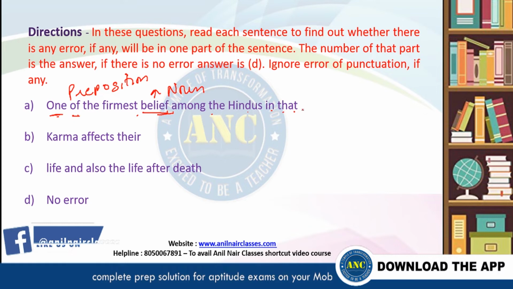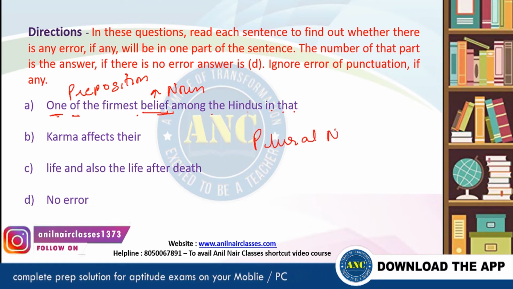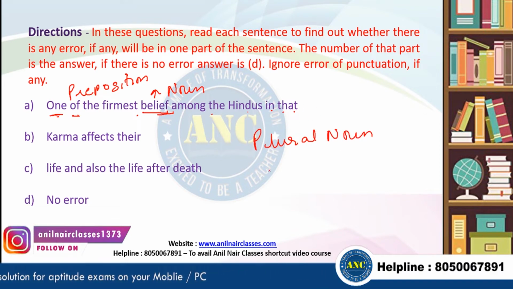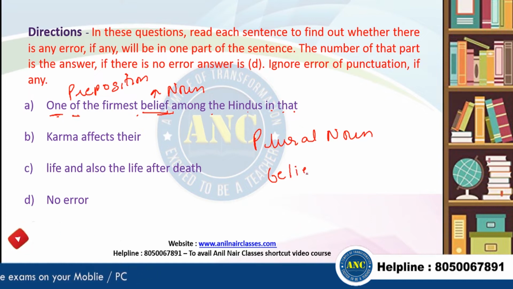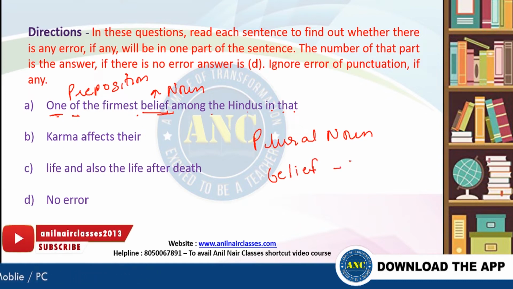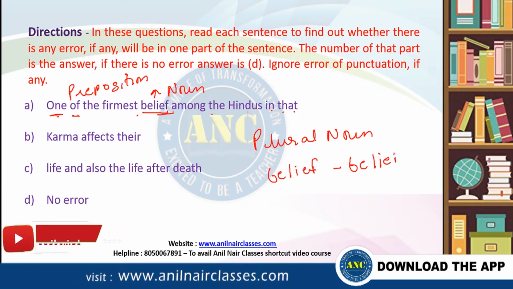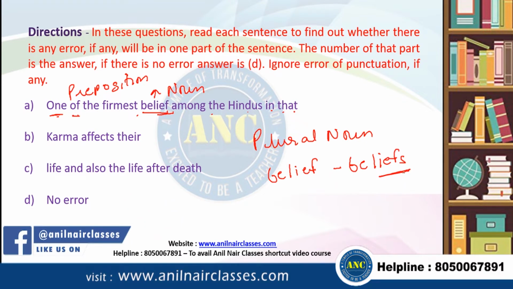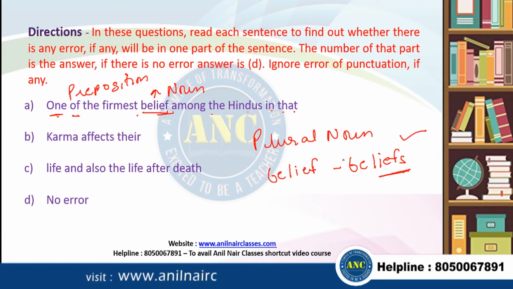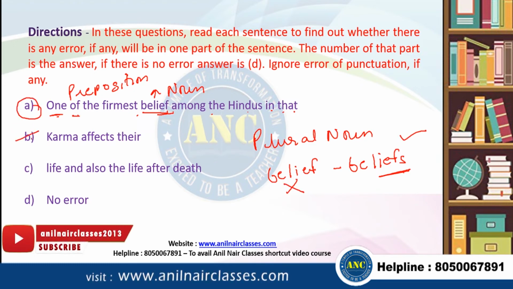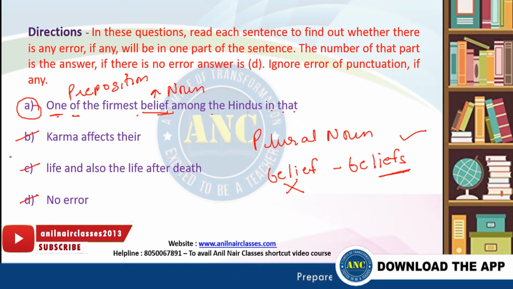So the plural form of the noun we need over here. That will be what? Belief is singular. Beliefs. Remember, it was there in our exception lists. So beliefs is the plural. We need beliefs over here. Belief is wrong. A is your right answer. Get rid of B, C and D.